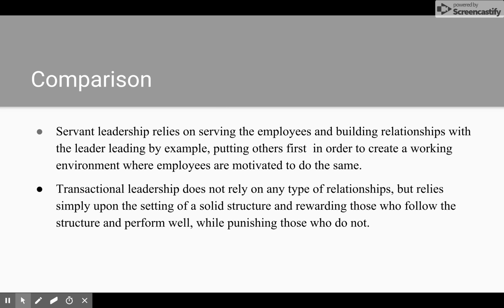Servant leadership relies on serving the employees and building relationships with the leader, leading by example, putting others first in order to create a working environment where employees are motivated to do the same. Transactional leadership does not rely on any type of relationship, but relies simply upon the setting of a solid structure and rewarding those who follow the structure and perform well, while punishing those who do not.